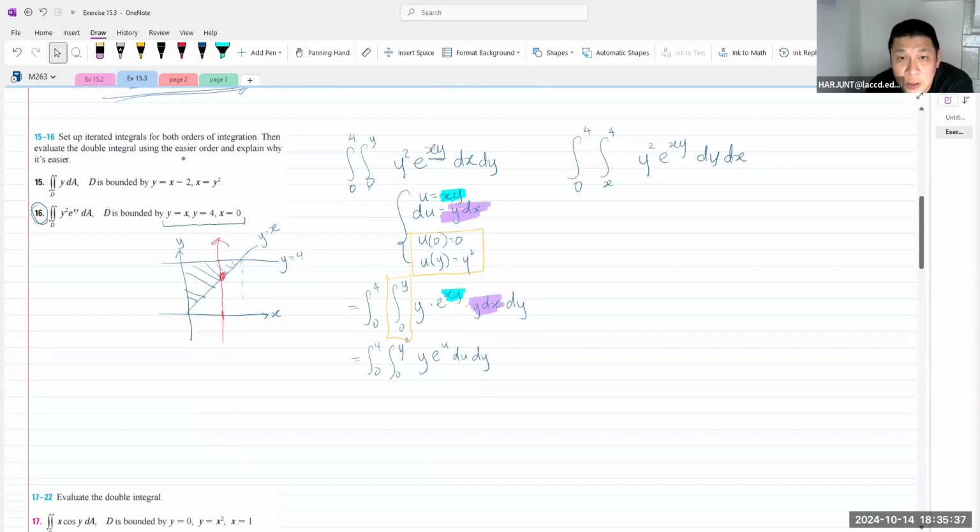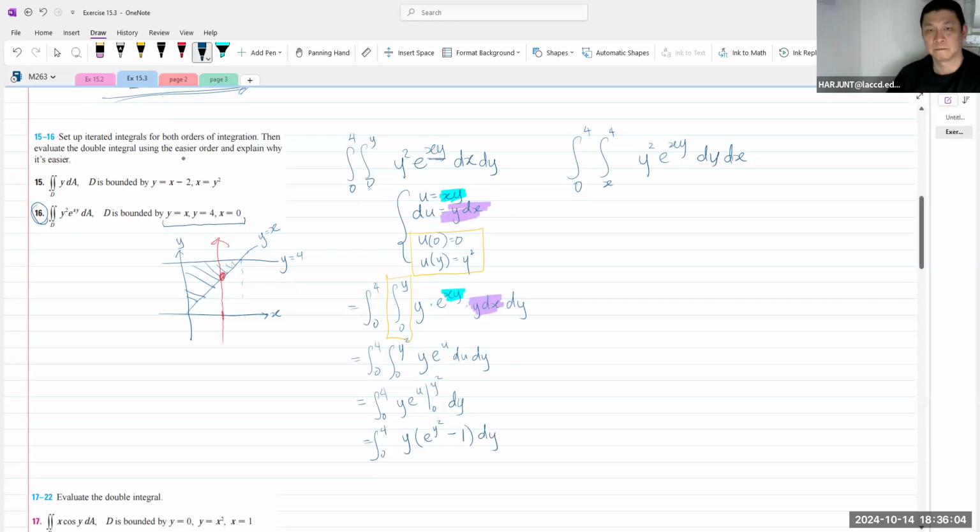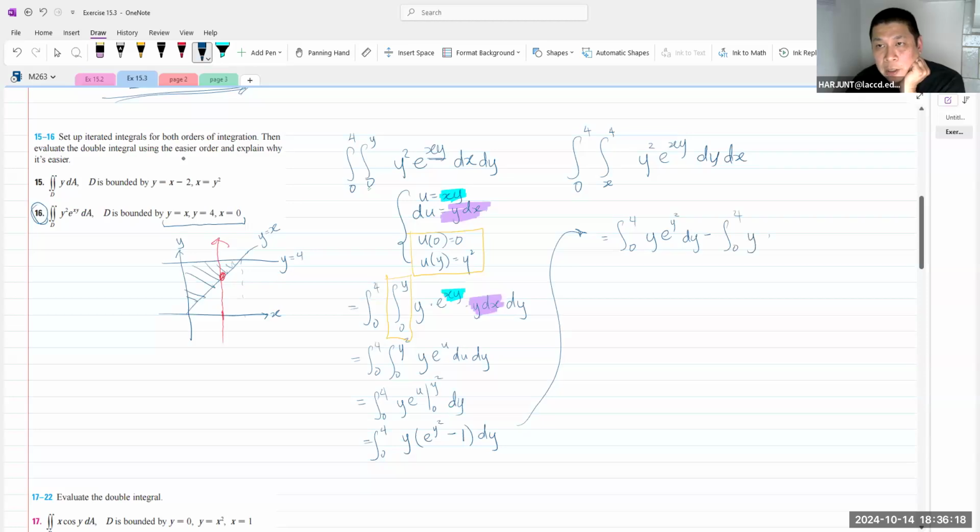And then I go on. The integral of e to the u du is e to the u itself. So the integral from 0 to 4 of y e to the u from 0 to y squared dy. That will be the integral from 0 to 4 of y times e to the y squared minus e to the 0, and e to the 0 is 1. This is the integral from 0 to 4 of y e to the y squared dy minus the integral from 0 to 4 of y dy.